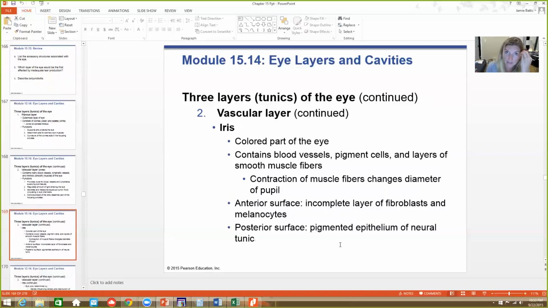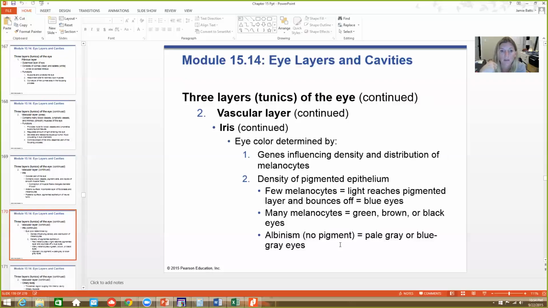The iris is the colored part of our eye. It contains all those blood vessels. It's very pigmented, and it has layers of smooth muscle which constrict and dilate in response to sympathetic and parasympathetic stimulation. The front surface of our eye is incomplete. It has layers of fibroblasts and melanocytes on that anterior surface of the iris, and then the posterior surface of the iris, the inside part of the eye, has a neural component to it as well.